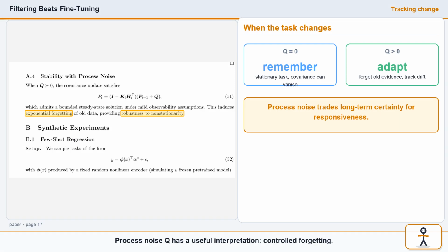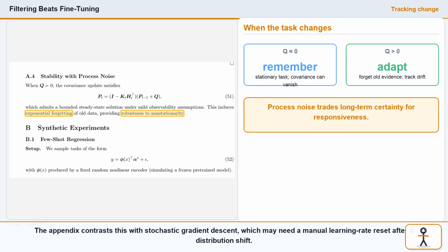Process noise Q has a useful interpretation, controlled forgetting. With non-zero Q, old evidence gradually loses dominance, allowing the filter to track a changing task. The appendix contrasts this with stochastic gradient descent, which may need a manual learning rate reset after a distribution shift.